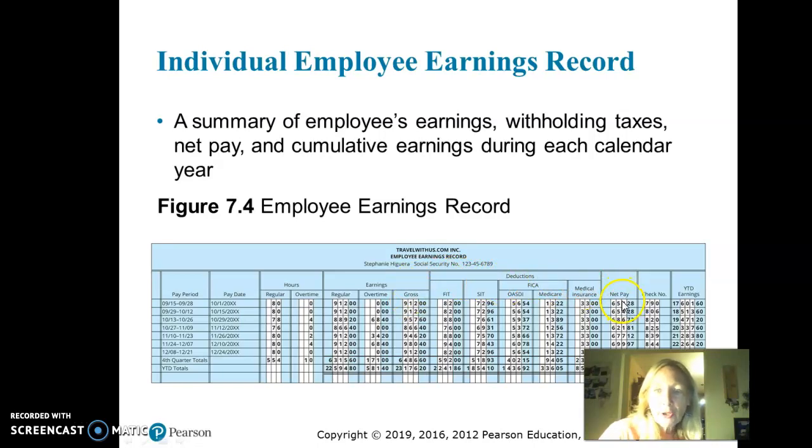And that gives you your net pay, right? Your net pay is after your taxes are taken out. And then your book will tell you what the check number is. So the check number is actually their paycheck number that's tracked, right? And then their year-to-date earnings is going to be their gross pay added to their prior year earnings. So that's their year-to-date. Again, we're looking for someone who's close to that 127,000.